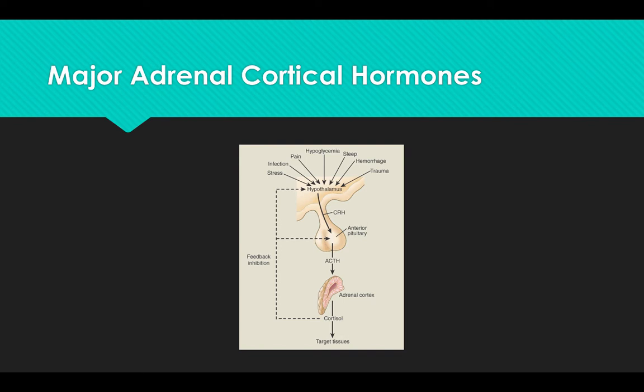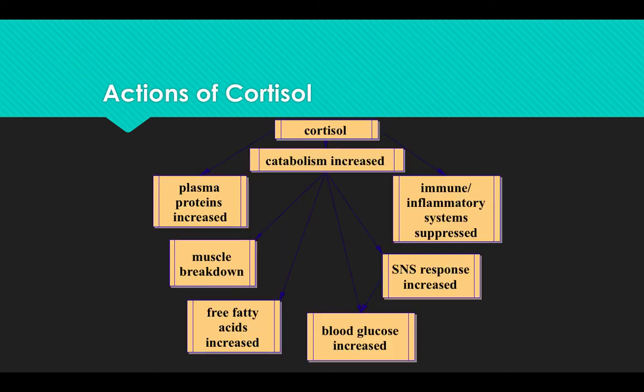The adrenal cortical hormones are activated by secretion of ACTH from the pituitary. So the pituitary gland is involved in how adrenal cortical hormones get secreted. Just a high-level action chart of how cortisol works.